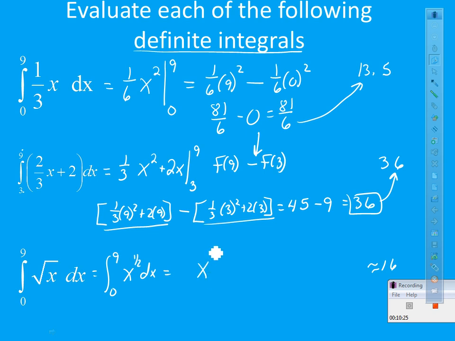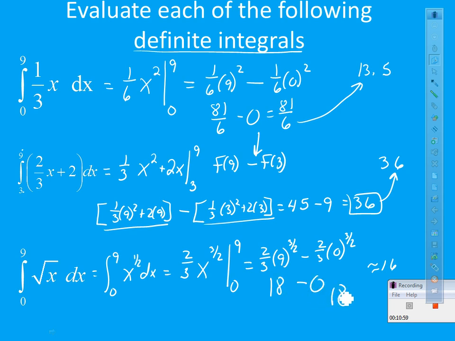Let me add 1 to the power, multiply by the reciprocal, and then I need to evaluate that from 0 to 9. So here's what I got now. I need to go 2/3 times 9 to the 3/2 minus 2/3 times 0 to the 3/2. If I run this through, the square root of 9 is 3. 3 times 3 to the 3rd is 27. 3 goes into 27 9 times, times 2, this becomes 18 minus 0. So the exact area under that curve was 18 units.